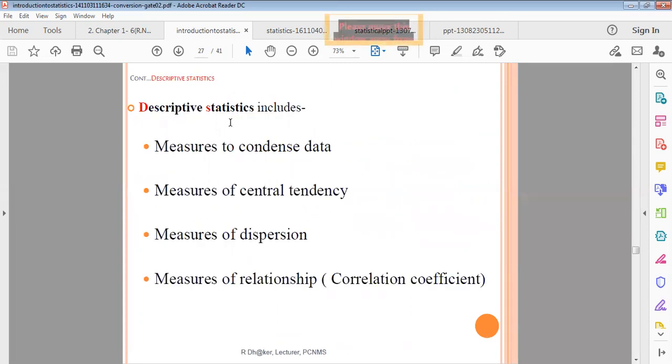Now, descriptive statistics includes measures to condense data: measures of central tendency, measures of dispersion, and measures of relationship. Okay, relationship between two variables or multiple variables, actually correlation and regression types. We will study it in our coming classes. Measures of dispersion and central tendency, this is the midterm syllabus. We will study these two.